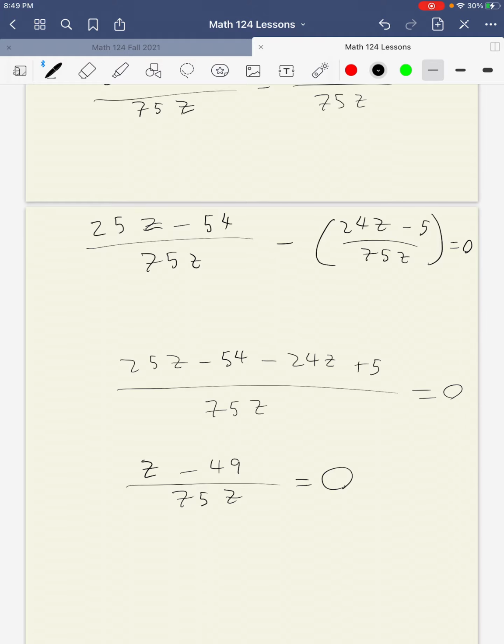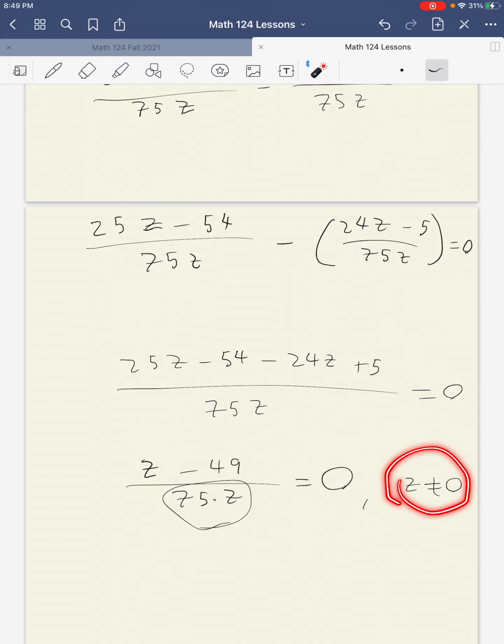In fact, since we have z on the bottom, we actually know that 0 is not in the domain, because we cannot plug in a 0 here, or else we would be dividing by 0. So I'm just going to make that side note here. That's really all the bottom tells us, is the domain restriction. This doesn't help us solve the equation at all. It just gives us the domain.